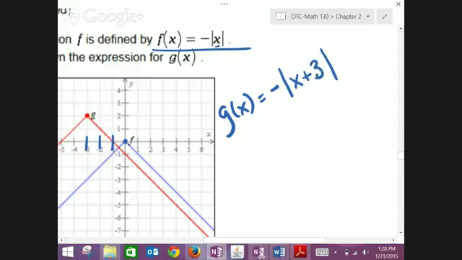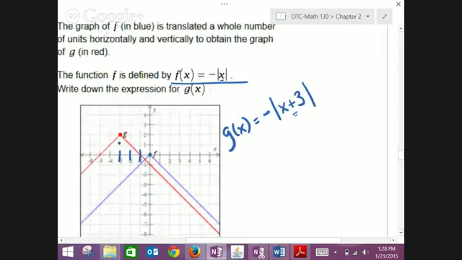How many people say x plus 3? How many people say x minus 3? It's x plus 3. Because remember, x is counterintuitive. If I'm going to the left, I'm really plussing. If I'm going to the right, I'm really subtracting. If I'm being multiplied by a half, I'm stretching. If I'm multiplying by 2, I'm really shrinking. Right? And then I'm going up 2 units, so that's going to be plus 2 here.